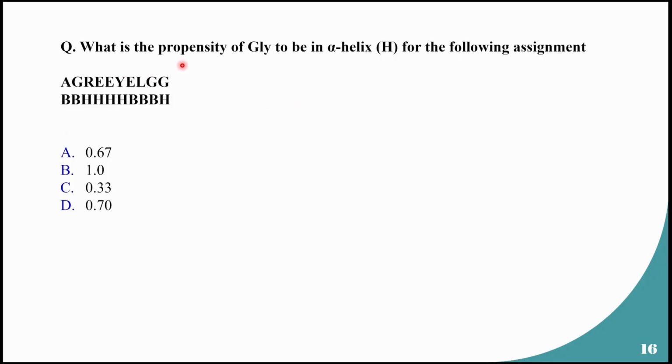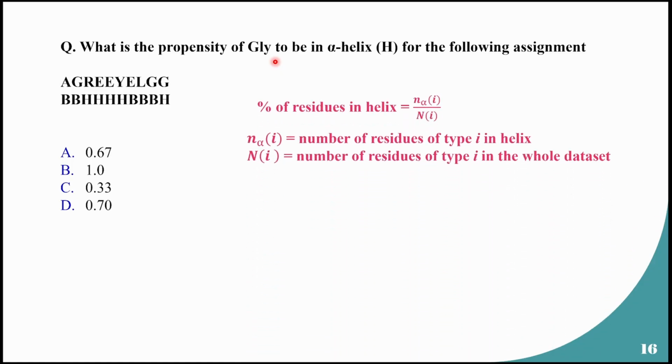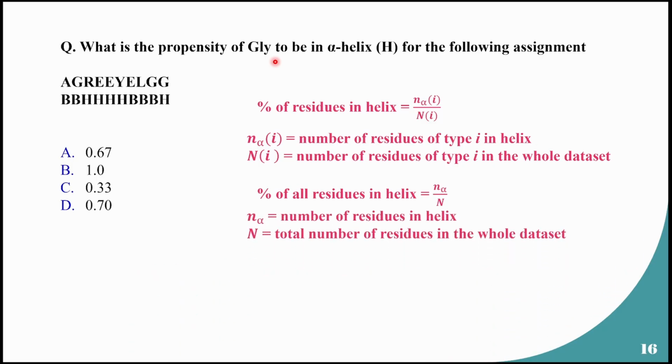So in the next question, I don't remember exactly whether we solved it or not, but here it is saying: what is the propensity for glycine to be in alpha helix in the following assignment. Now remember that when we wanted to calculate the propensity, we had to use this formula. Firstly, for the type of particular residue we are talking about, in this case glycine, we have to calculate out of all of the glycines in the data set, how many of them are present in helix.